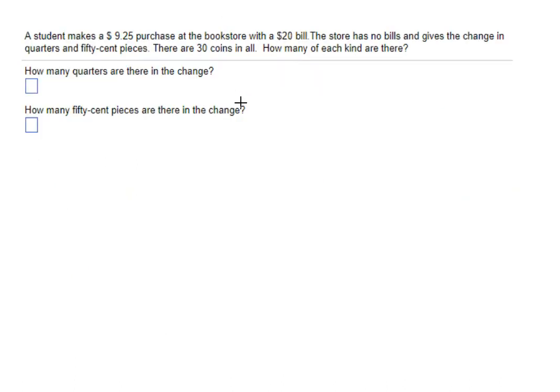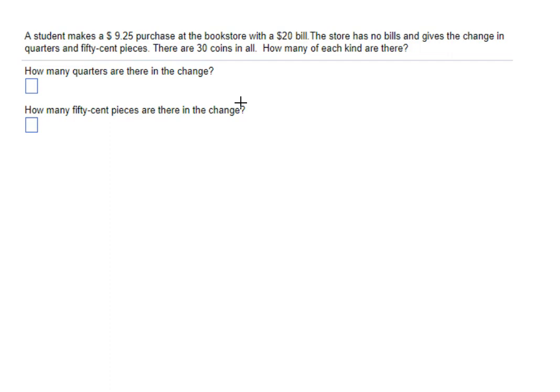All right. So here we're coming to these word problems, so these might take a little bit more time. A student makes a $9.25 purchase at the bookstore with a $20 bill. Sorry, I take a coffee break there. The store has no bills and gives the change in quarters and 50-cent pieces. There are 30 coins in all. How many of each kind are there?